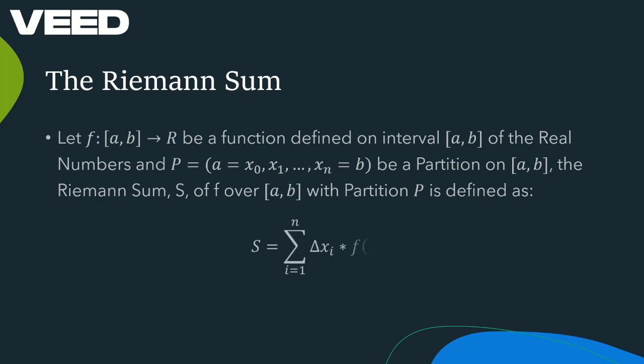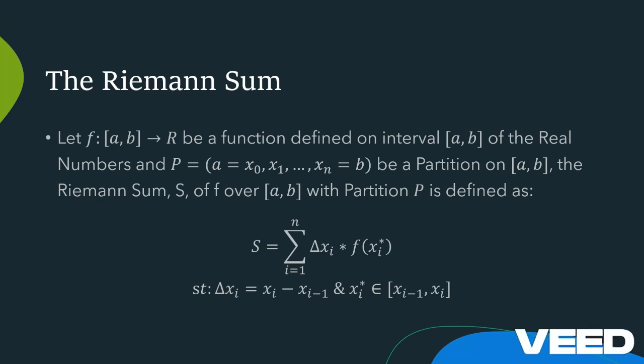We're going to evaluate the function within each subinterval and take the width times the value of the function evaluated, and then we're going to add up all the areas. The width is just the distance between the points of the subintervals, and typically we'll consider it equal, but it can vary. And the function is evaluated within each subinterval.